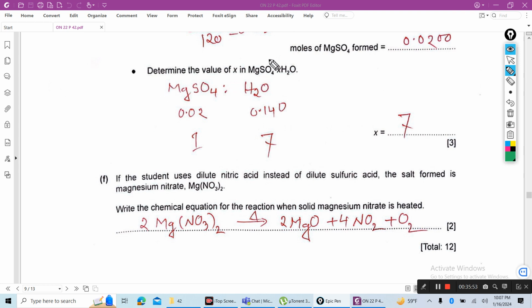Determine the value of X in hydrated magnesium sulfate. You already calculated the moles of magnesium sulfate and moles of water. Magnesium sulfate is 0.02 moles, water is 0.14 moles. 0.02 is the smallest, so you divide by the smallest. 0.02 divided by 0.02 gives one. 0.14 divided by 0.02 gives 7. That means X equals 7. X value is 7.